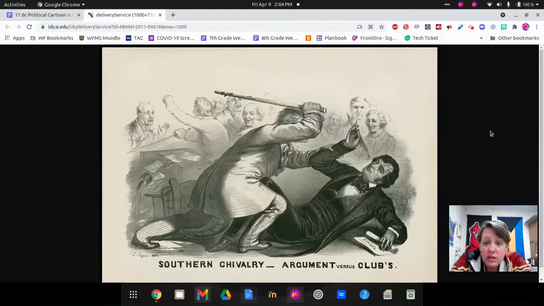One or two more things I want to point out to you in the political cartoon is that we know, and they would have known, whoever was reading the newspaper, because of how huge the event was, this is Preston Brooks. However, you can't see his face. And I think that's on purpose, because the caption says Southern Chivalry. Okay, it doesn't say Preston Brooks argument versus clubs.